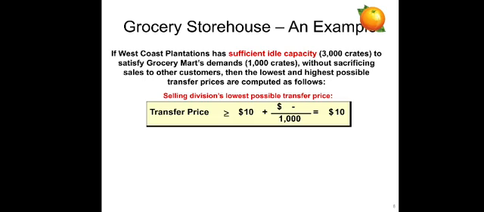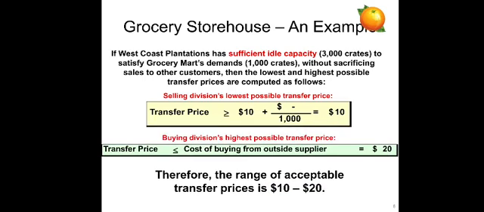So for this scenario, the selling division's lowest possible transfer price is, you have to use the formula. Transfer price equal to or more than $10 plus $0 divided by 1,000, which is equal to 10. So you have to refer to the formula in the previous slide. And then the buying division's highest possible transfer price is transfer price equal to or less than cost of buying from the outside supplier. So the number is $20. So for this scenario, the range of acceptable transfer price is between $10 to $20. Remember, this is the case of sufficient idle capacity.